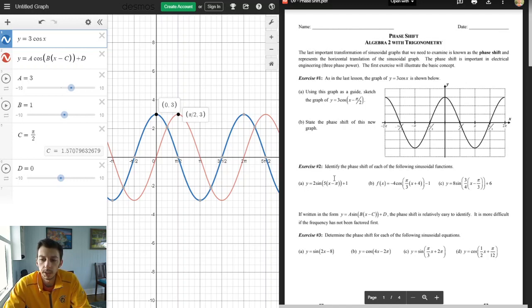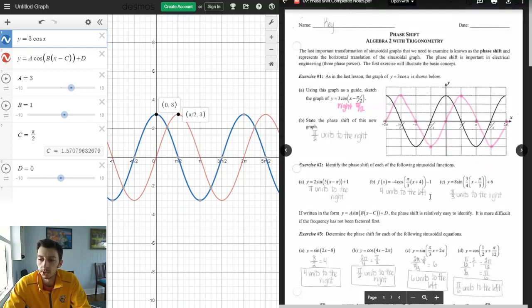So those phase shifts, when you're looking at a function like here in exercise 2, A, B, or C, as long as your adjustment to the period is factored out, you can just look at the graph and see what the phase shift is going to be. So in this case, it's going to be to the right, pi. In this case, it's going to be to the left, 4. And in the next case, it's going to be to the right, pi over 3.